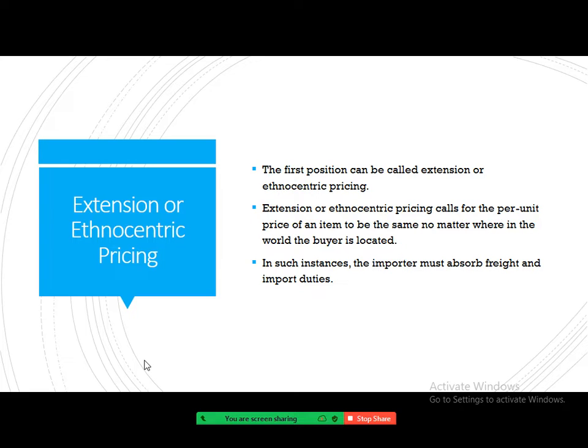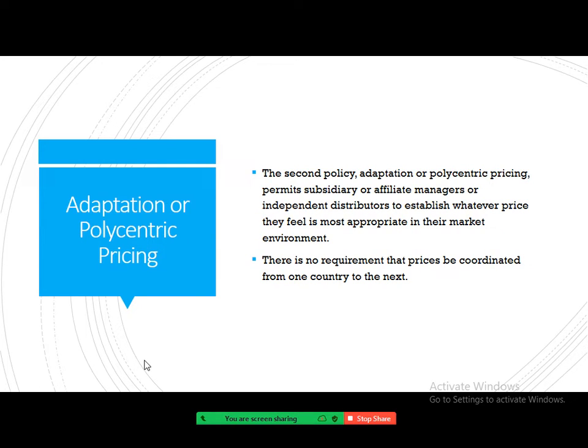Similarly, Mercedes executives recently moved beyond an ethnocentric approach to pricing. One quote: in the past, Mercedes vehicles would be priced for the European market, and that price was translated into US dollars. Surprise, you are 20% more expensive than the Lexus 400, and you don't sell too many cars. That was the quote by Joey, who was the executive vice president for global sales, marketing, and services. So this was extension or ethnocentric pricing.